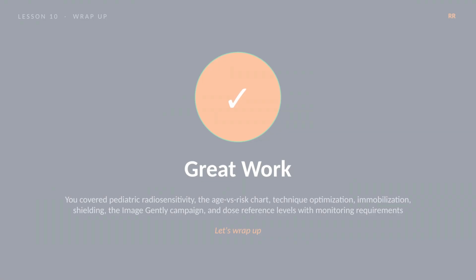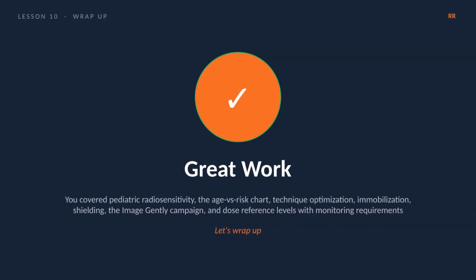You covered pediatric radiosensitivity and why it matters, the lifespan risk chart, technique optimization and immobilization to prevent repeats, gonadal, thyroid and lens shielding, the 5 Image Gently principles, and the diagnostic reference level and monitoring program. These are the highest stakes protection decisions you will make in your career. Every child you image deserves the full application of everything in this lesson.